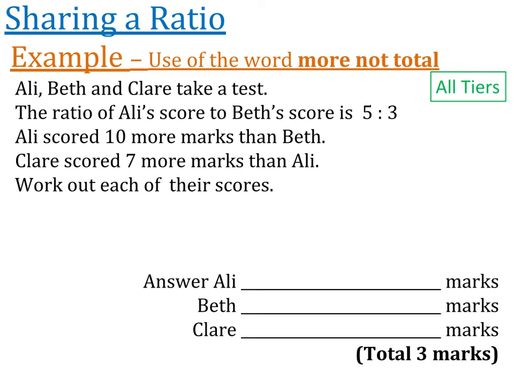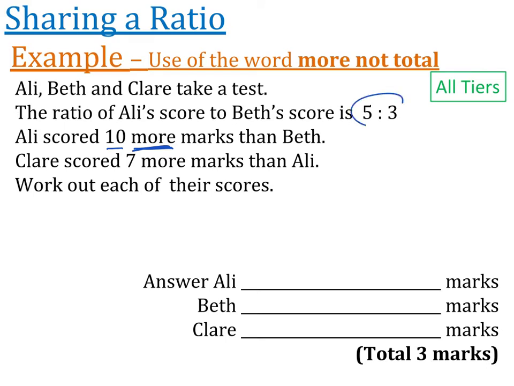Allie, Beth, and Claire all take a test. The ratio of Allie's score to Beth's score is 5 to 3. But Allie scored 10 more marks than Beth. Claire scored 7 more marks than Allie. Work out each of their scores.